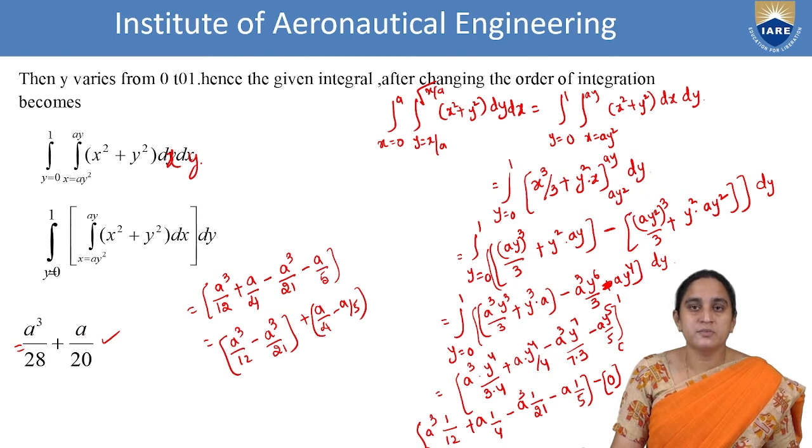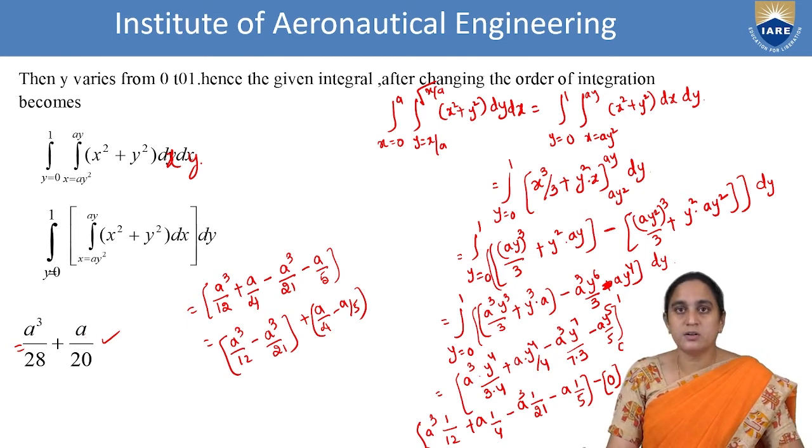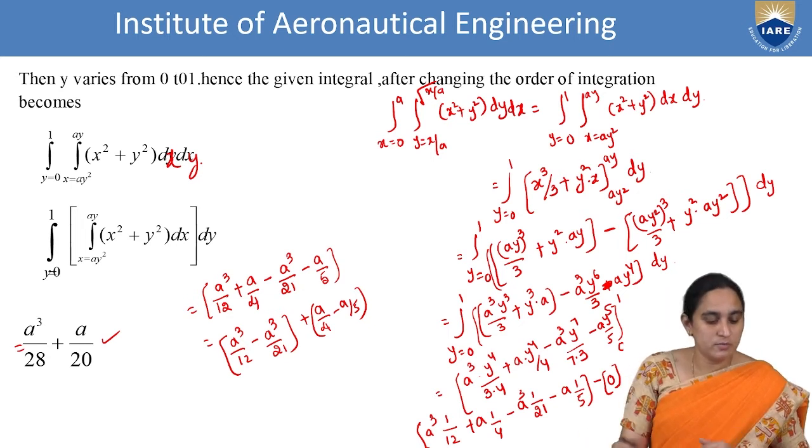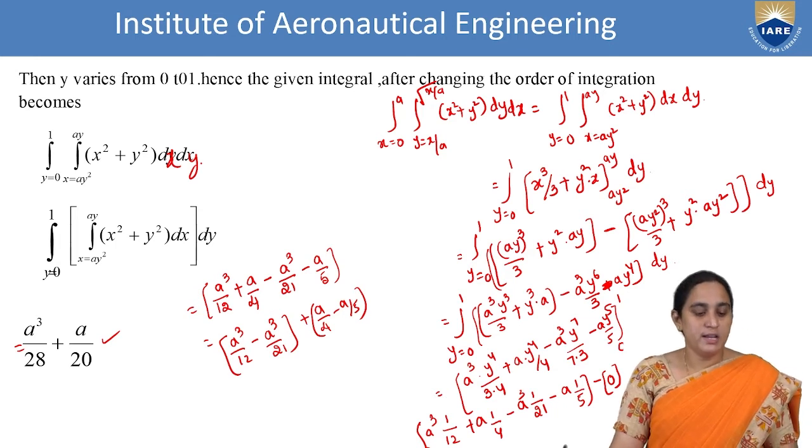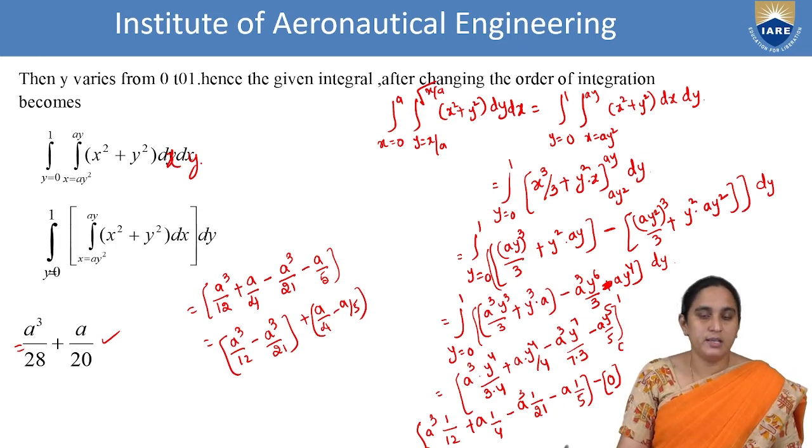Therefore, the final answer of this first question, by using change of order of integration, the double integral of x square plus y square into dy dx, is equal to a cube by 28 plus a by 20. That's the final answer. Next question.